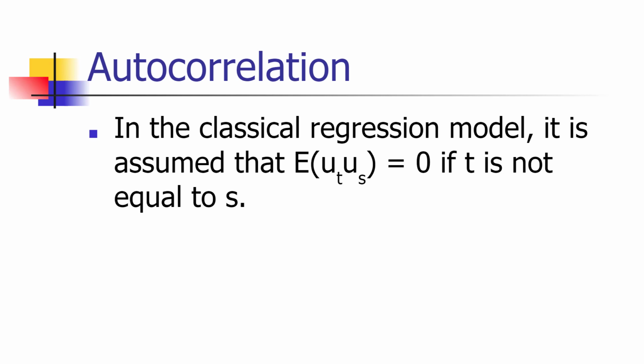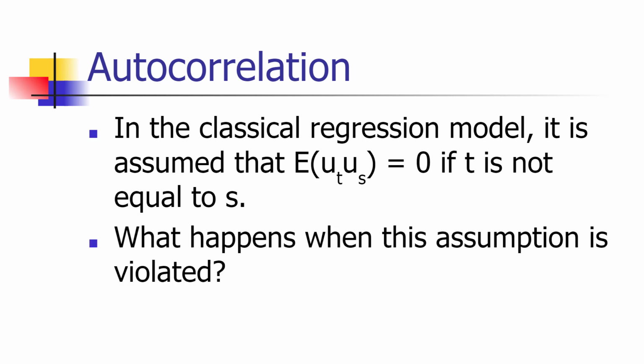In the classical regression model, we assume that the error terms for different observations are independent. In the case of time series models, what that means is that the error term in one time period is independent of the error term in other time periods. And as a result, if we take the error terms in any two different time periods, their product should equal 0. So the question is, what happens when that assumption is violated?